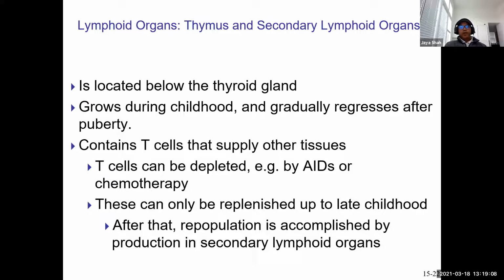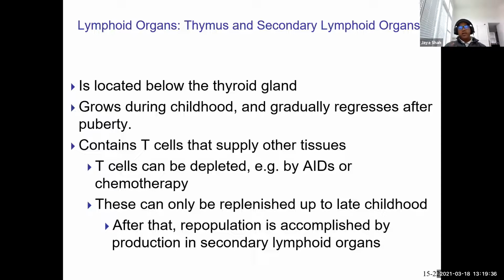Secondary lymphoid organs. So lymphoid organs: thymus and secondary lymphoid organs. The thymus is located below the thyroid gland, grows during childhood, and gradually regresses, meaning it becomes smaller and dries after puberty. So after puberty, for most of us, our thymus is pretty much ineffective.